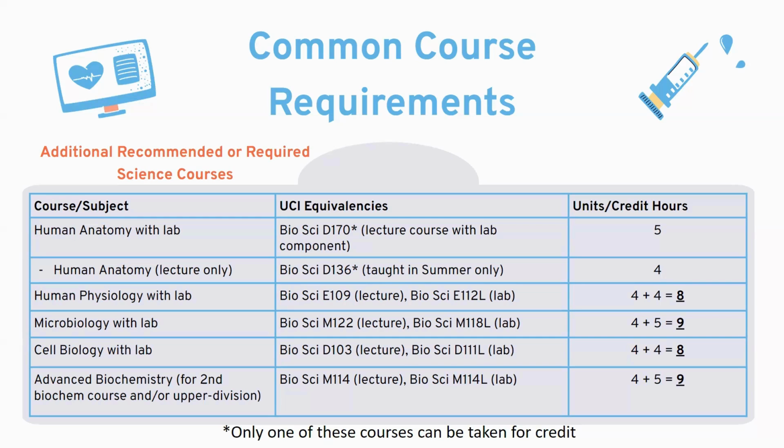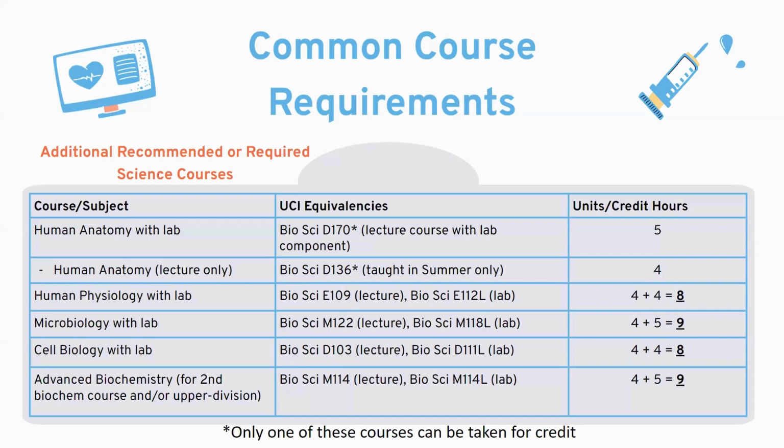And lastly, we have biochemistry, or rather advanced biochemistry. Some programs will ask for a second biochem course or possibly an upper division biochem course. If this is the case and our Bio 98, the lower division biochem, will not satisfy the requirements, you could take Bio M114 lecture, which is the advanced biochemistry lecture, or take the biochem lab, which is M114L. Similar to microbio, the advanced biochem lecture is 4 units and the lab is 5 units.